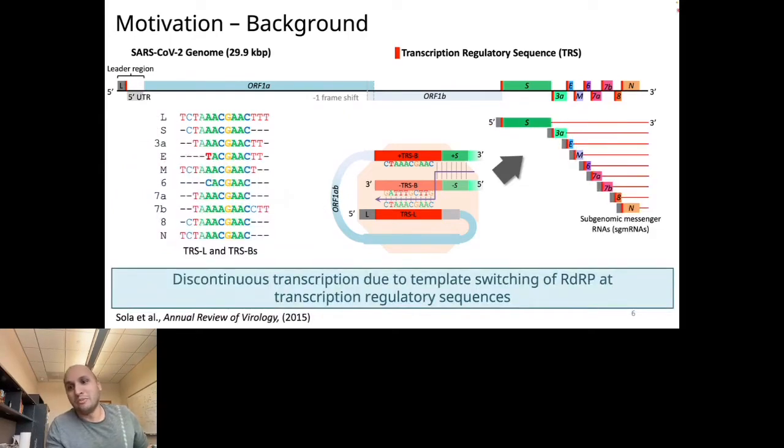And this happens upstream of every accessory and structural gene. You have this TRS sequence. So I'm showing you here the TRS sequences and a multiple sequence alignment of them. And the key point is, in coronaviruses, we have discontinuous transcription due to template switching of RDRP at transcription regulatory sequences.